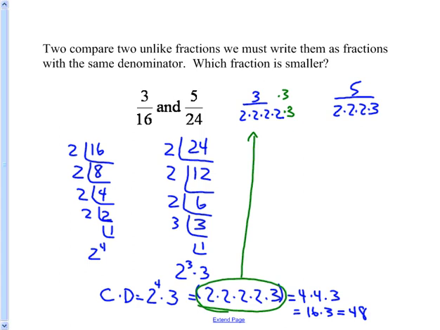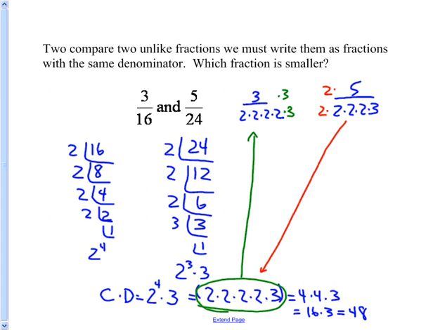Take a look at this one. What's missing here compared to there? This has 3 2's and a 3. This one has 4 2's and a 3. So I need another 2. So I'm going to multiply this one by 2, and we have to multiply the top by 2. Because remember, we have to multiply by 1, or we will change the value of that fraction.